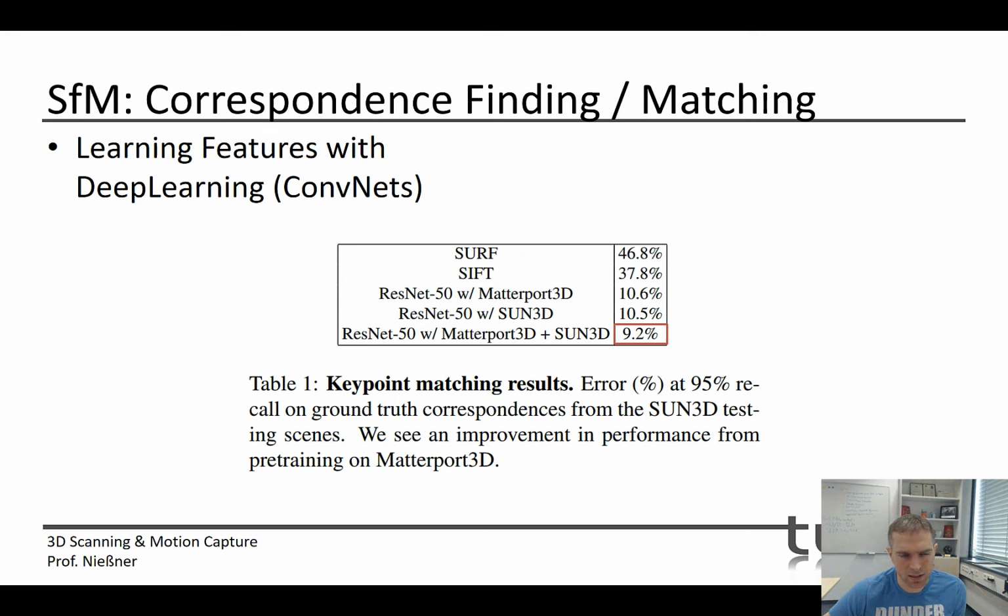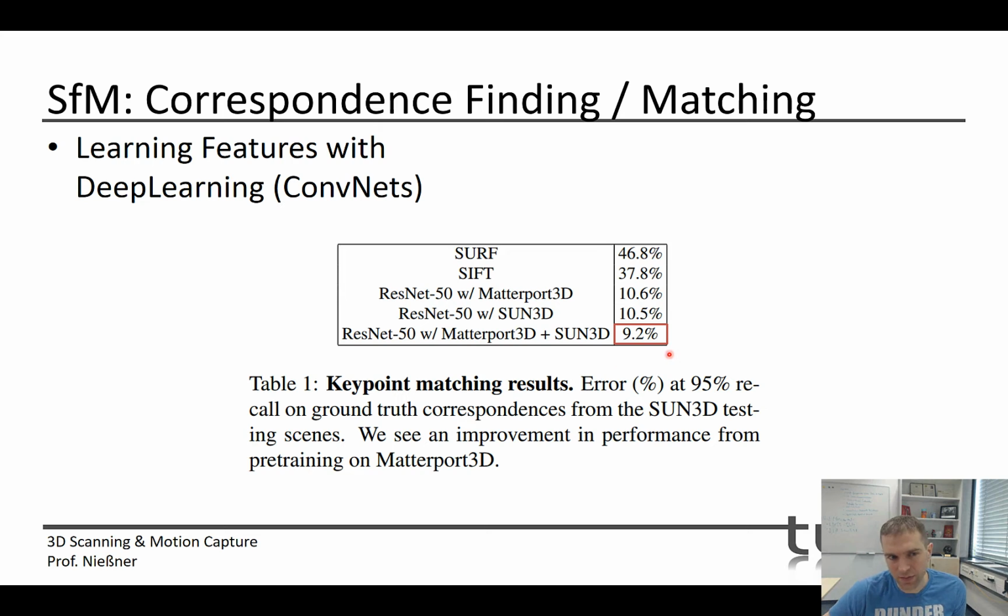That's a data set. So here you see basically an error rate. If you're using a large ResNet backbone, you're going to get like a 10% error rate. And if you use SURF or SIFT, you're going to get something like 46 or 37% error rate. So the error rates for matching features can be significantly reduced with deep learning.